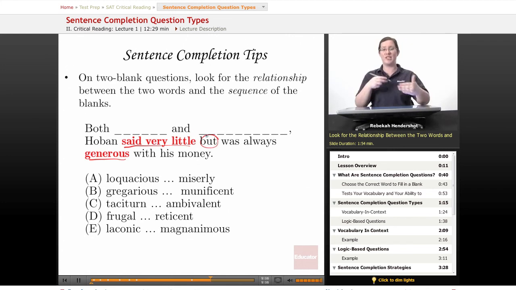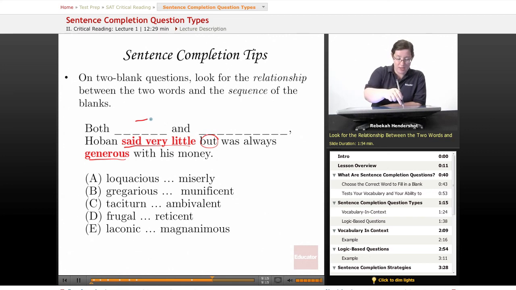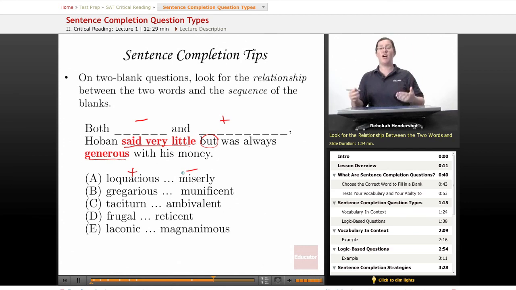We want two contrasting qualities. We want qualities that really stand out from each other. So let's look at our choices. Loquacious and miserly. Well, we want a negative-positive combination, and loquacious and miserly is a positive-negative. Loquacious means very, very talkative. Miserly means very, very stingy, which, by the way, is the opposite of generous. So we can eliminate A as a choice.